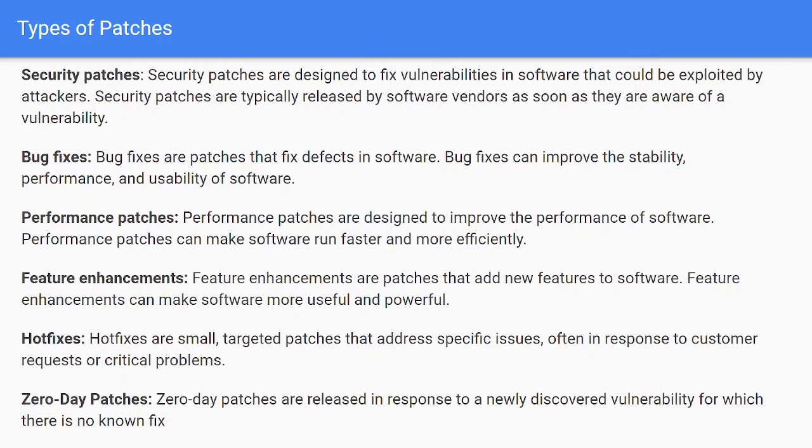Bug fixes improve things like stability, performance, and usability of software. So we have performance patches. Performance patches are designed to improve the performance of software. Performance patches make software run faster and more efficiently. So performance patches are more like things that ensure that the software runs faster.